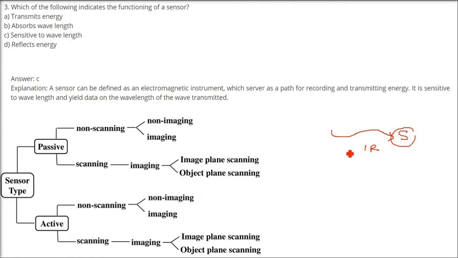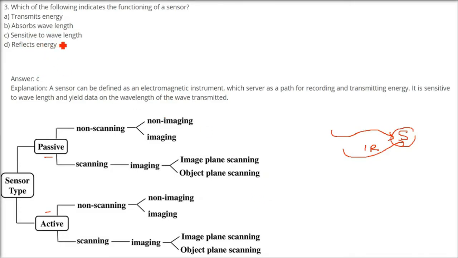For example, it can sense IR, but it may not be sensitive to visible light. There are different sensor types: active, passive, scanning, non-scanning. All these are the types. The basic thing is that sensitivity to certain wavelengths makes a sensor specific, so that it is an IR sensor, a visible sensor, or a VNIR sensor.